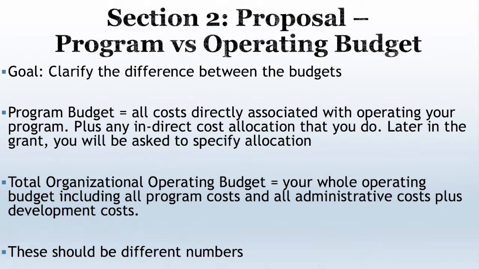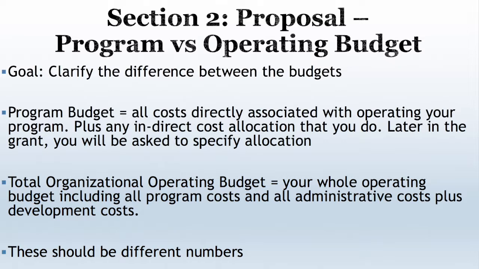We just wanted to take a minute to clarify the difference between program and operating budgets. It seems that a lot of nonprofits have questions about this, and to clarify what we specifically mean. A program budget we consider to be all costs directly associated with operating your program, plus any indirect cost that you allocate to running your program.